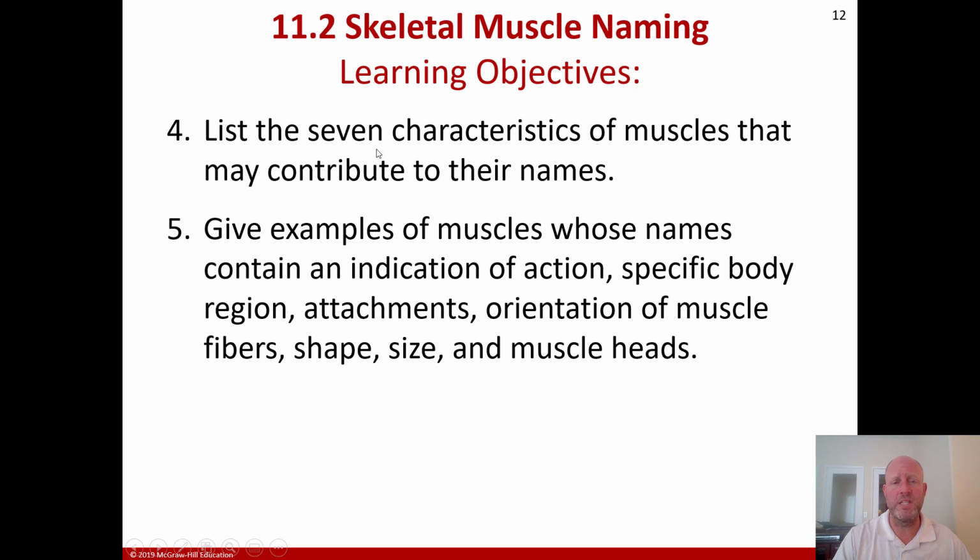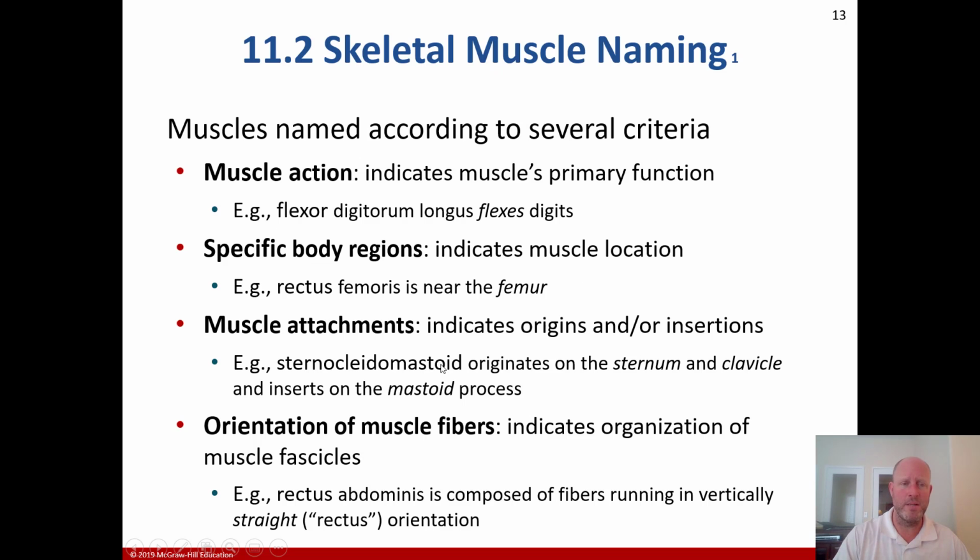For the next section, you should be able to list the 7 characteristics of muscles that may contribute to their names. Give examples of muscles whose names contain an indication of action, specific body region, attachments, orientation of muscle fibers, shape, size, and muscle heads. Now, muscles are named according to several criteria.